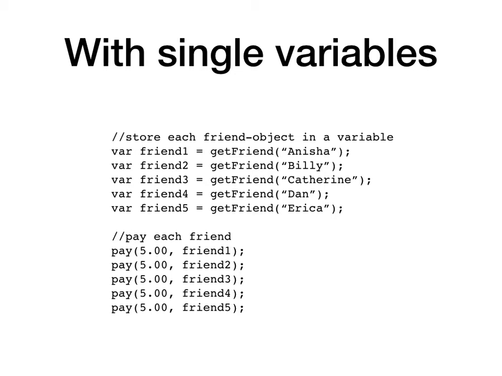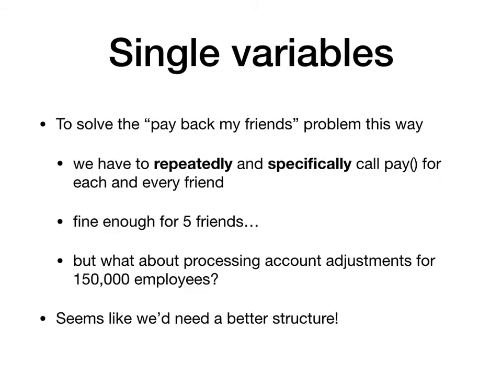Friend 1 is Anisha, friend 2 is Billy, friend 3 is Catherine, friend 4 is Dan, friend 5 is Erica. And then I pay Anisha, pay Billy, pay Catherine, pay blah, blah, blah. And the fact that I'm saying blah, blah, blah tells you that this seems frivolous. We should be able to loop this, right? Which we'll get into. But first we need to understand how arrays work to be able to make them jibe with looping.